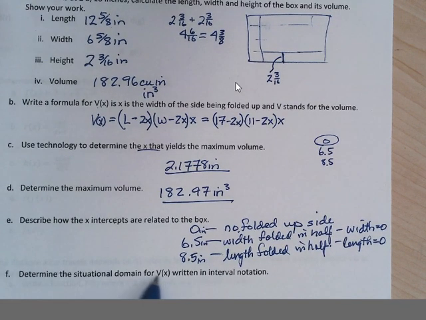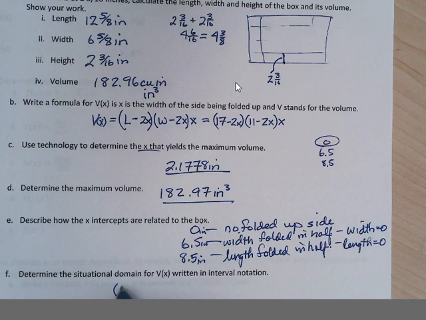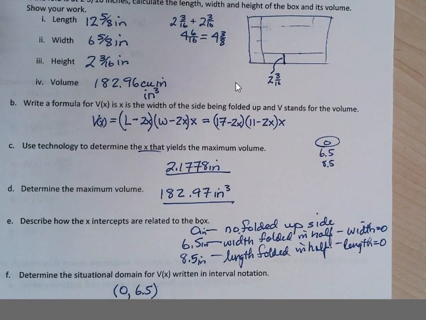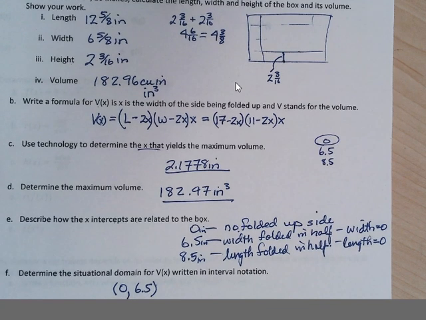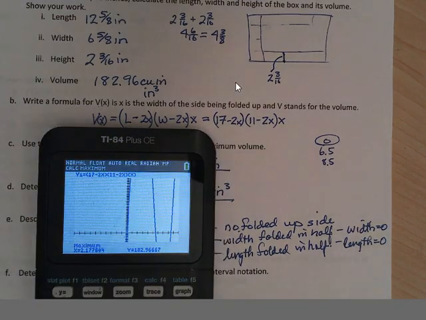So for this situation, the only side folding that makes sense is to do something between 0. 0 wouldn't be folding in a box, so we'd have to do more than 0, and up to 6.5. And we probably wouldn't want to do 6.5, so we'll leave it that way. But you can put a square bracket if you want. We could fold it up to 6.5, but we'd get 0 volume. That's the situational range.